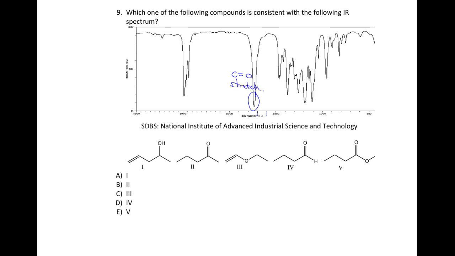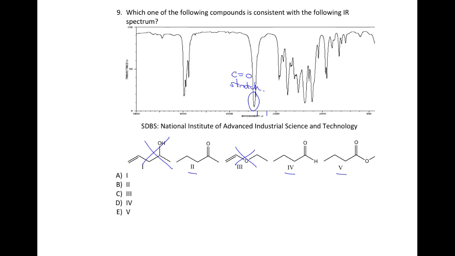So which compounds don't possess a carbonyl? Compound number 1 has no C double bond O. Compound number 3 doesn't have the carbonyl. So that leaves us with compound number 2, which is a ketone, compound number 4, which is an aldehyde, and compound number 5, which is an ester.